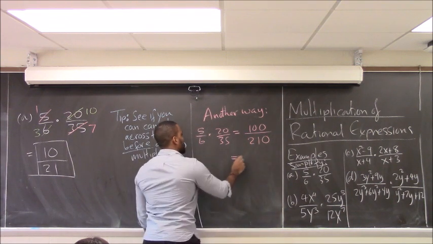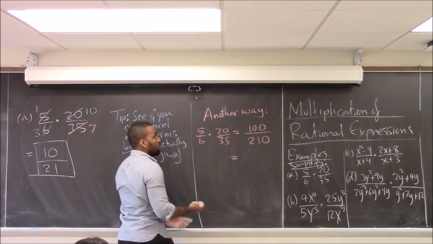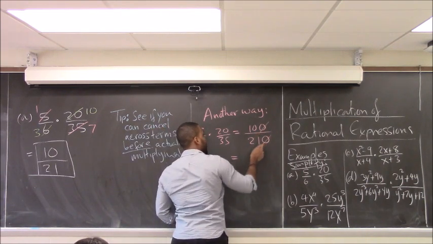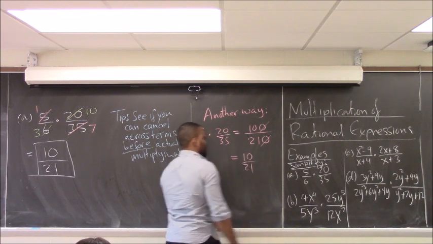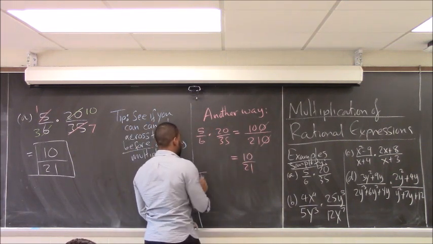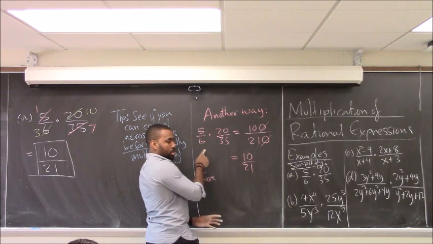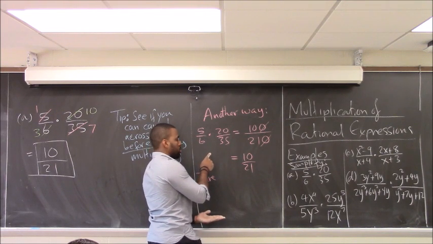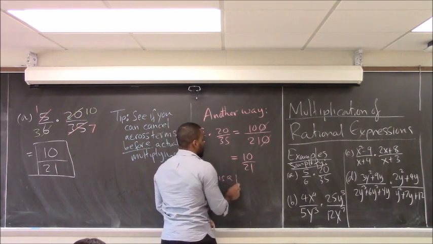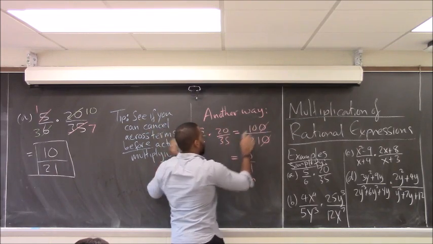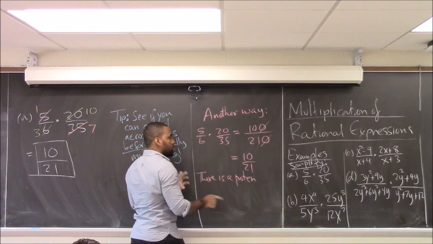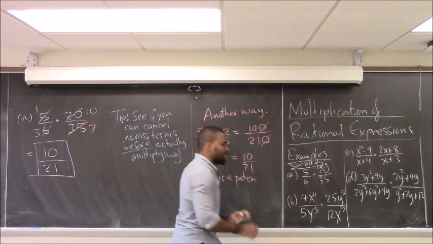And now they start the process of canceling across here, which you could cancel this and cancel this. And you would also get 10 over 21. Now, there is a potential problem here. This example is very simple, so we didn't get into too much trouble by doing that. But I do want you to be aware, if the numbers start getting bigger or the expressions start getting more complicated, doing this first can actually get you into trouble, even though technically it's not wrong.